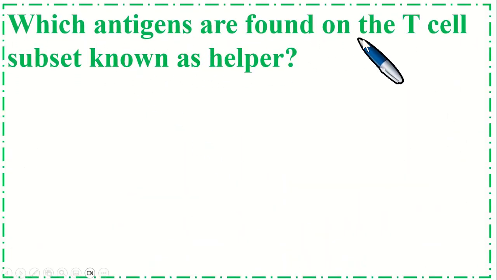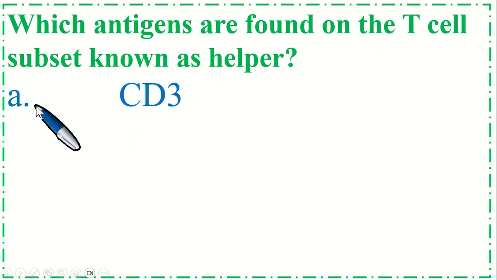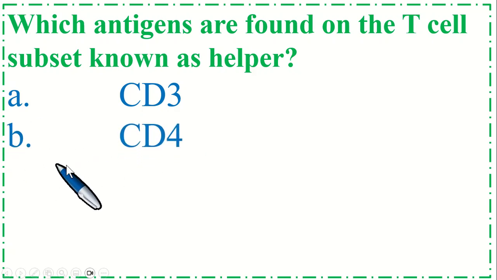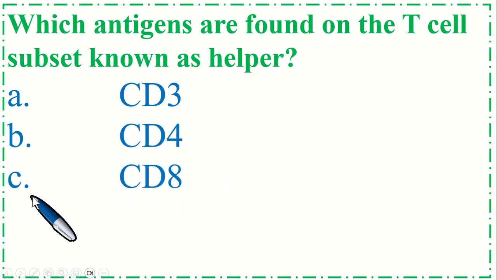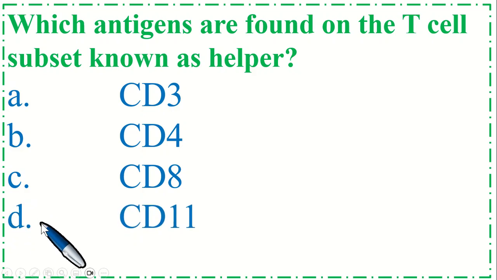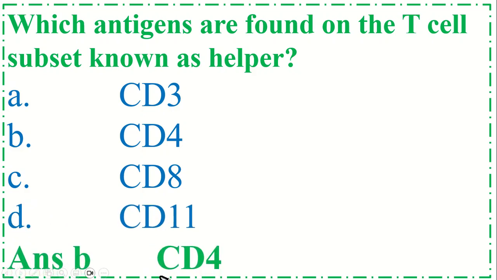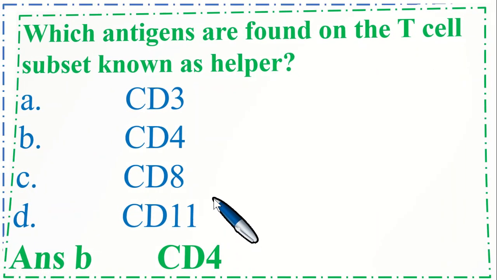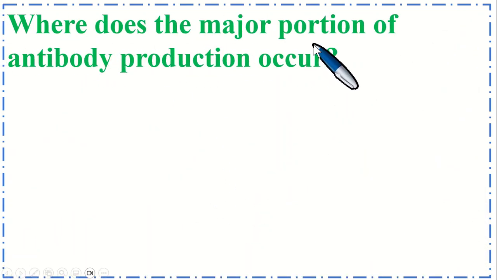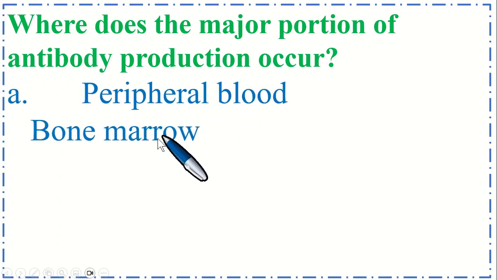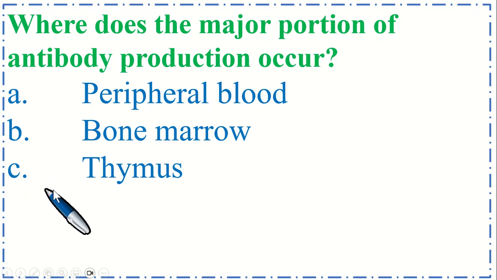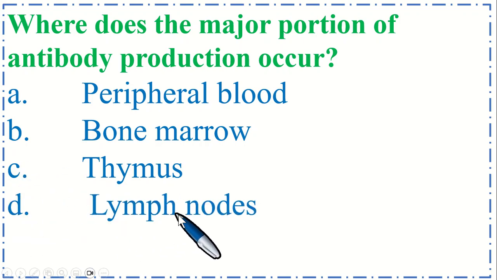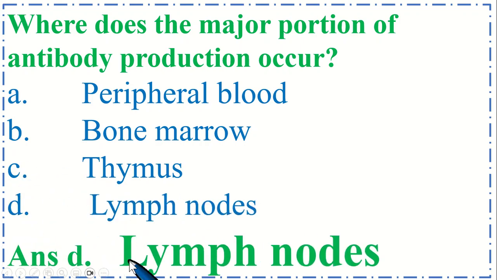Which antigens are found on the T cell subset known as helper? Option A. CD3. B. CD4. Option C. CD8. And option D. CD11. So the correct option is B. CD4. Where does the major portion of antibody production occur? Option A. Peripheral blood. B. Bone marrow. C. Thymus. And option D. Lymph nodes. So the correct option is D. Lymph nodes.